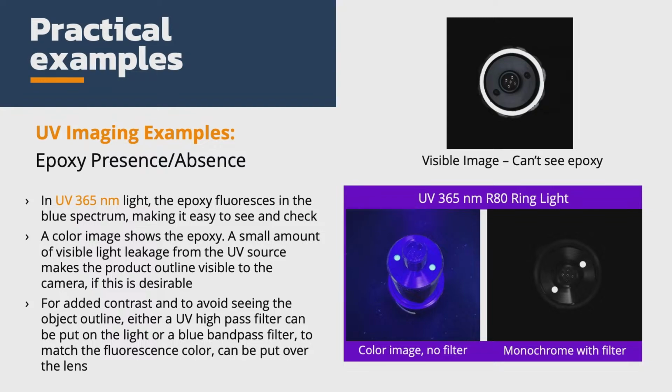But what you can see is if we use the UV light and the UV camera and we put a low pass filter, which only lets the blue and the UV fluorescence through, but blocks all the rest of the visible spectrum, you can actually see that everything else is blocked out, and we only see the two epoxy-filled holes which are fluorescing with the UV light. And that is what we want to see.